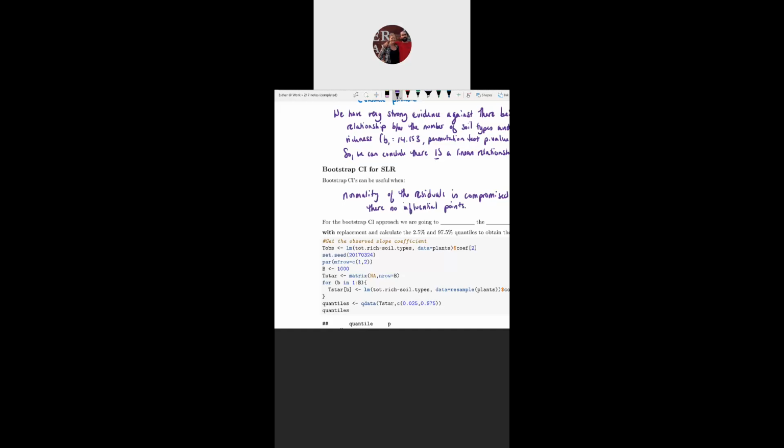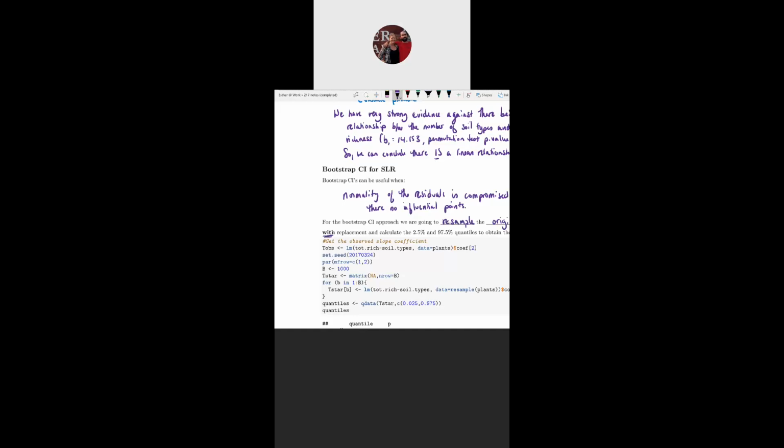All right, so as a reminder, when we're bootstrapping, we are going to resample the original data with replacement. And then we're going to calculate the 2.5% and 97.5% quantile. So if it helps to think about what that is, you could scroll back up a page or two. I think it's the bottom of page 3 where I sketched out that little distribution.